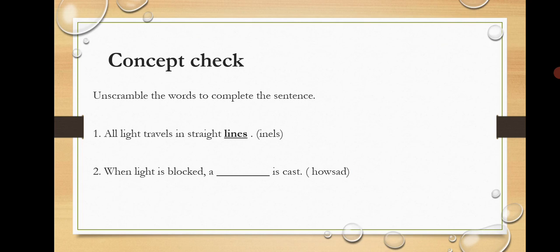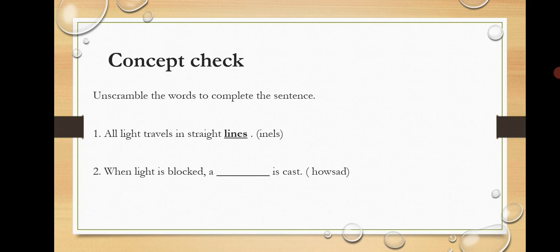Concept check. Unscramble the words to complete the sentence. Unscramble means to arrange the words or letters. All light travels in straight dash. Unscramble the word in the bracket, INELS. It will become lines. All light travels in straight lines.